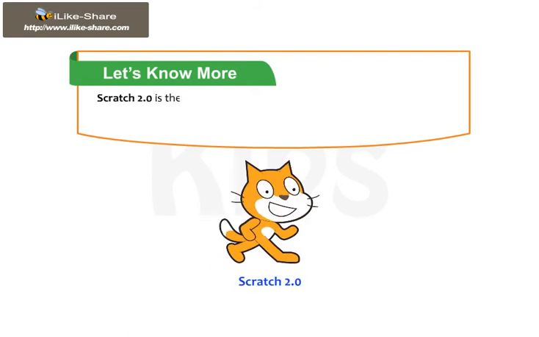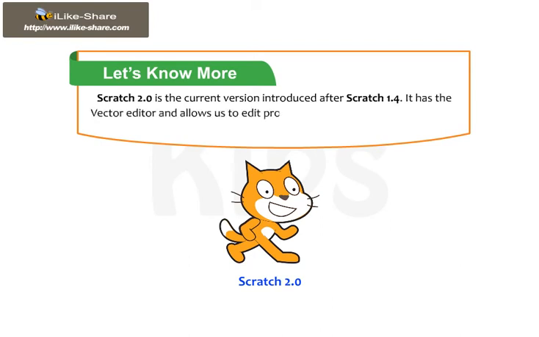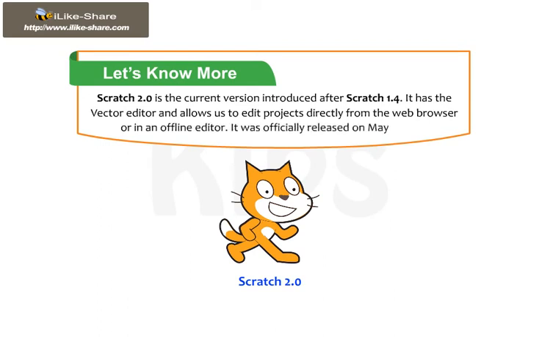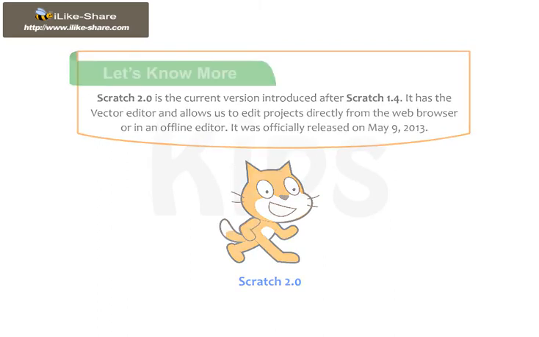Time for the fact file. Scratch 2.0 is the current version introduced after Scratch 1.4. It has the vector editor and allows us to edit projects directly from the web browser or in an offline editor. It was officially released on May 9, 2013.